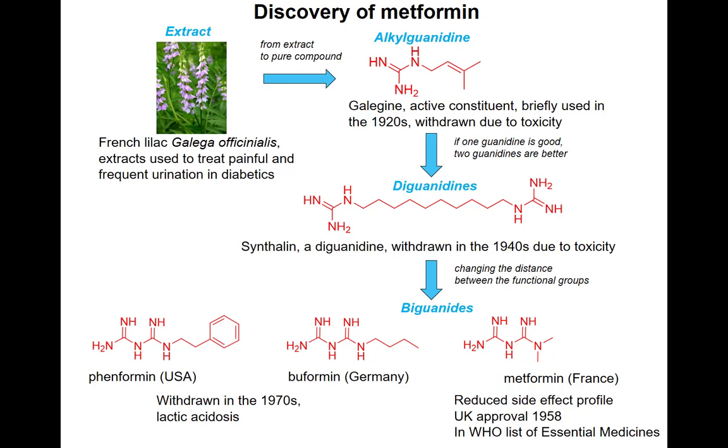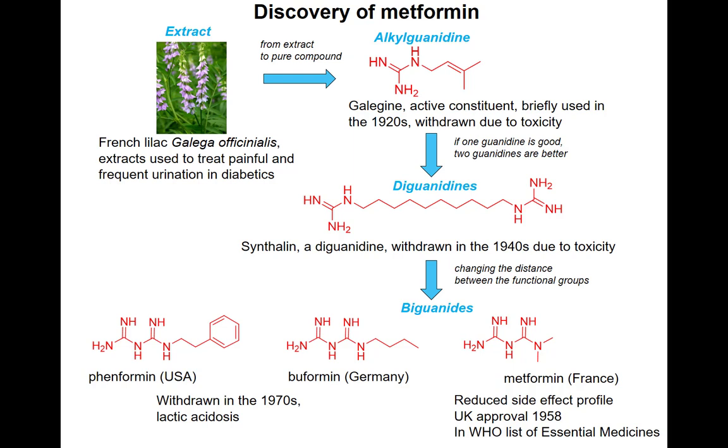In synthalin itself, you can see a long chain separating the two guanidines. And later on, people tried different variants of this. And it turned out that actually the best compounds for clinical use are those in which there's no separation between the two guanidine groups. In fact, all you need is to link the two guanidines together. And that led to what we now call the biguanides. And there are 3 examples of these shown here.